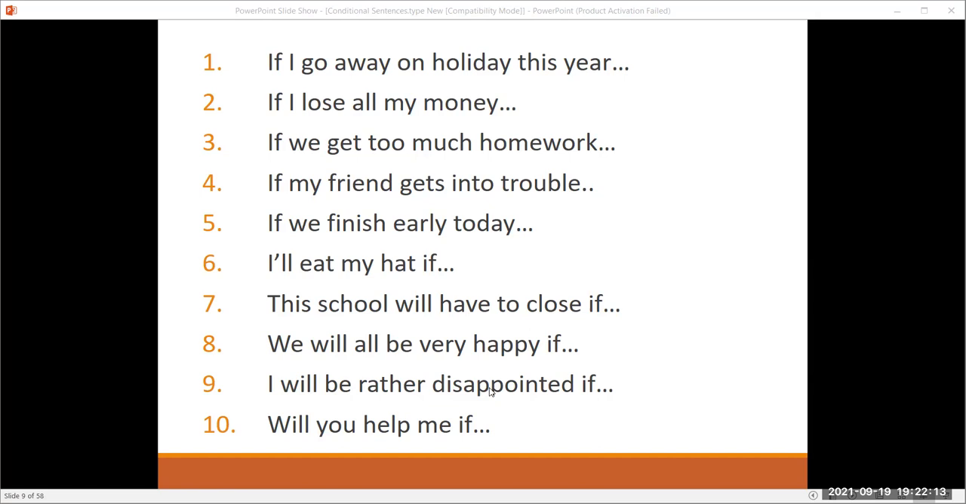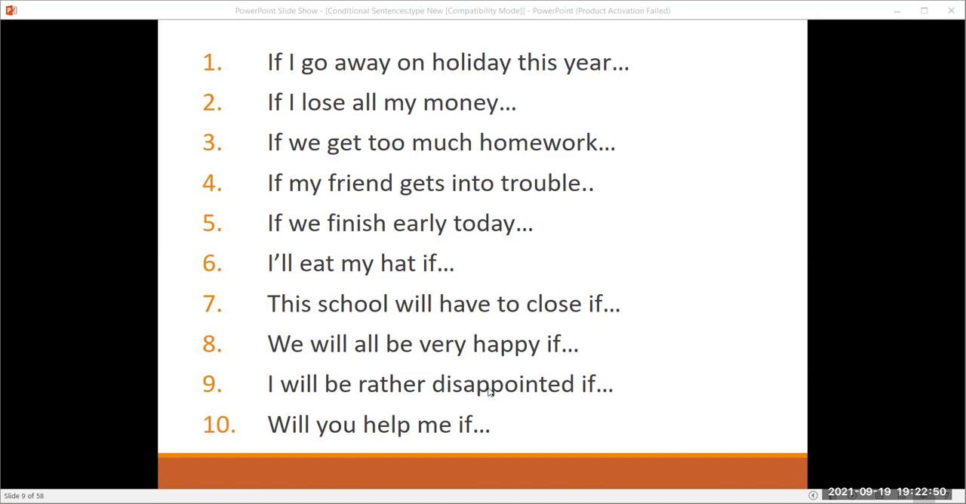Here is an activity for you. Just imagine what should come in the dot part. Condition is, if I go away on holiday this year, what will happen? If I lose all my money, what will happen? If we get too much homework, what will happen? If my friend gets into trouble, what will happen? If we finish early today, what will be the result?